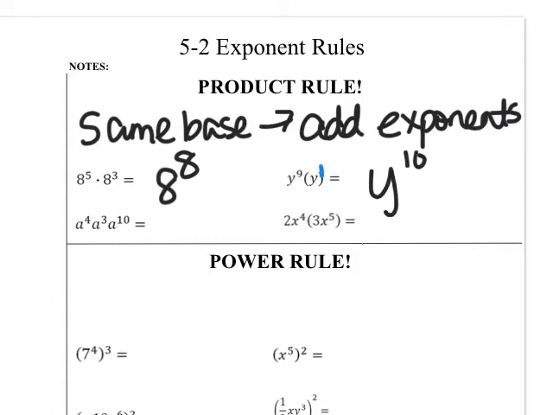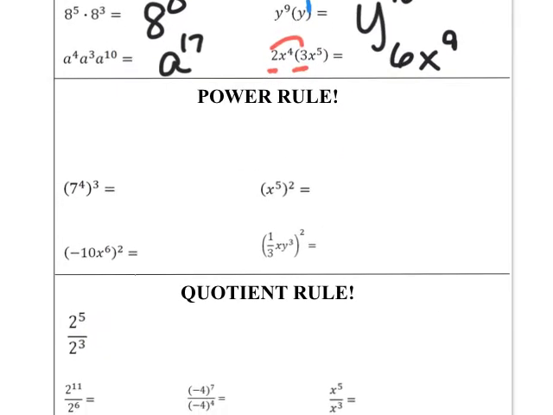Down below, I've got the same base, just 3 different times, a here, a there, and a there. So I just need to add those 3 exponents together, and I get 4 plus 3 is 7, plus 10 is 17. Finally, here we need to deal with the coefficients first. I think it's easier to deal with those coefficients first and just multiply those together. So 2 times 3 is 6, and then I can just add those exponents together, so I have x to the 9th. Okay? All right, let's work on the power rule a little bit.